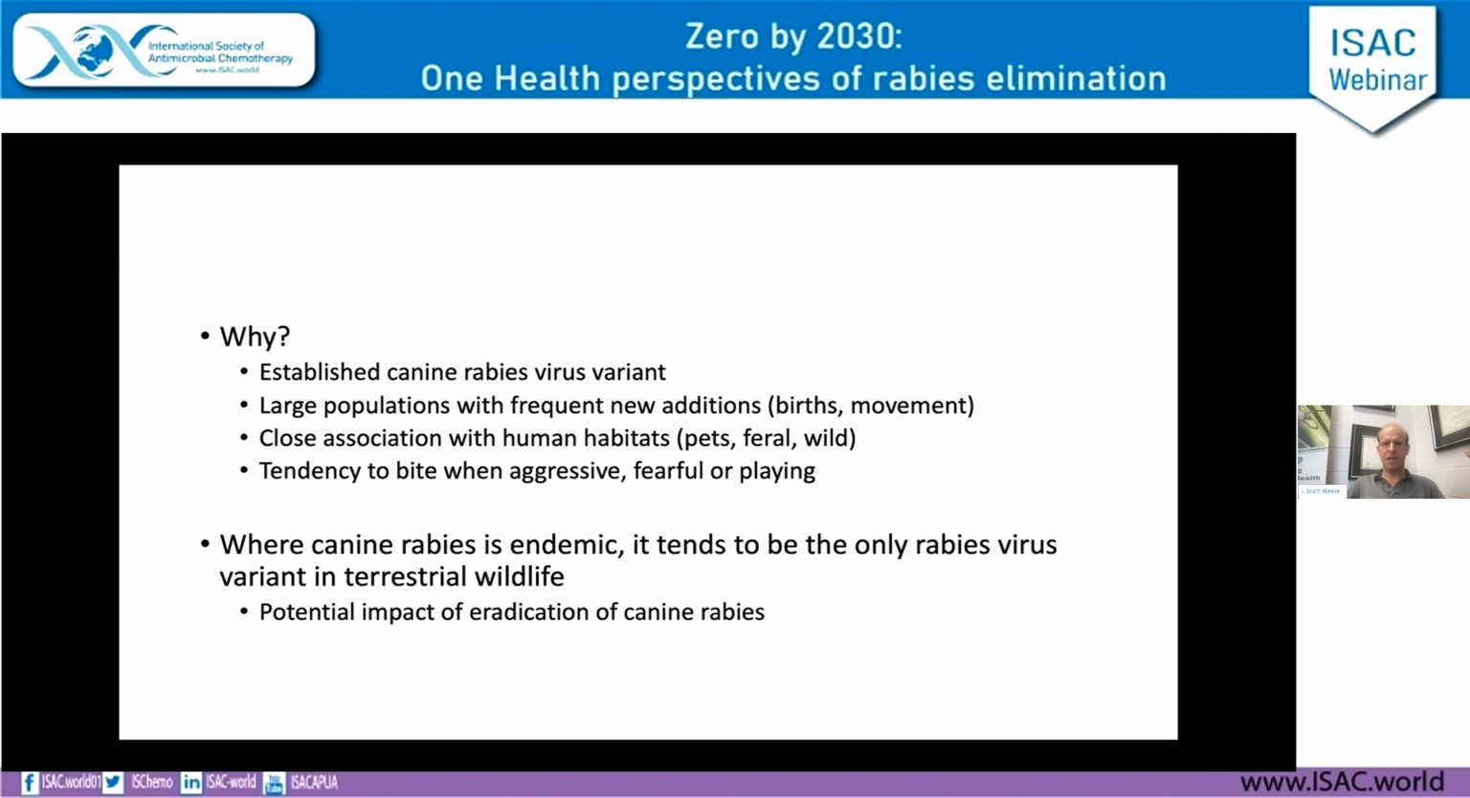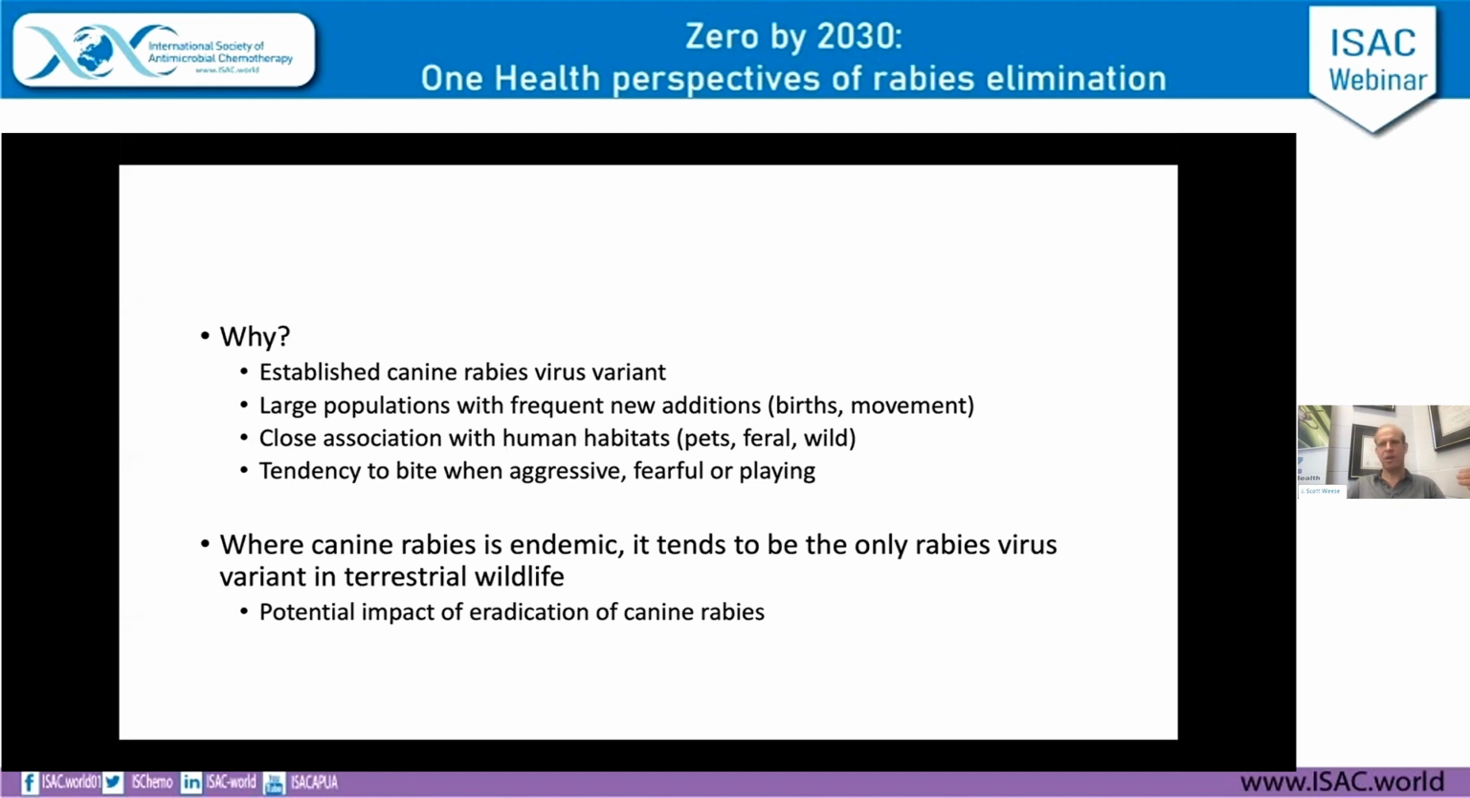From the human aspect, they have close contact with human habitats. They live with us or around us. Even wild canids have close contact with urban and suburban areas. So we've got pets, we have feral animals, and we have wild animals. But all of these canids do have the potential for close contact with human habitats and with people. And all of them have a high tendency to bite.